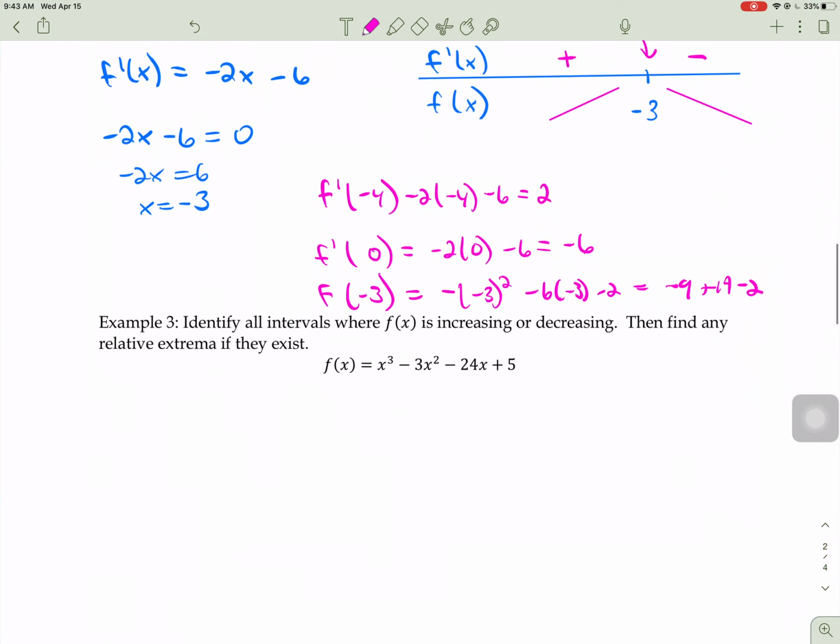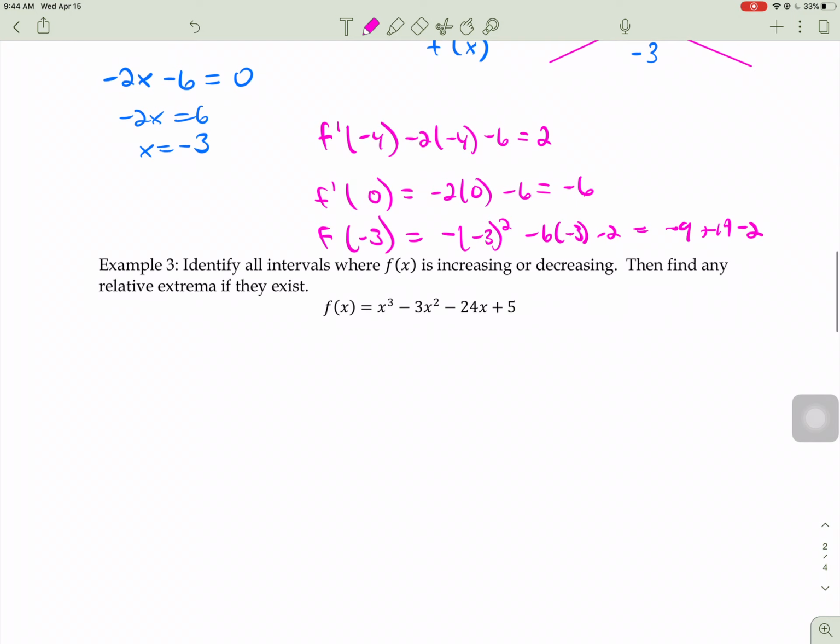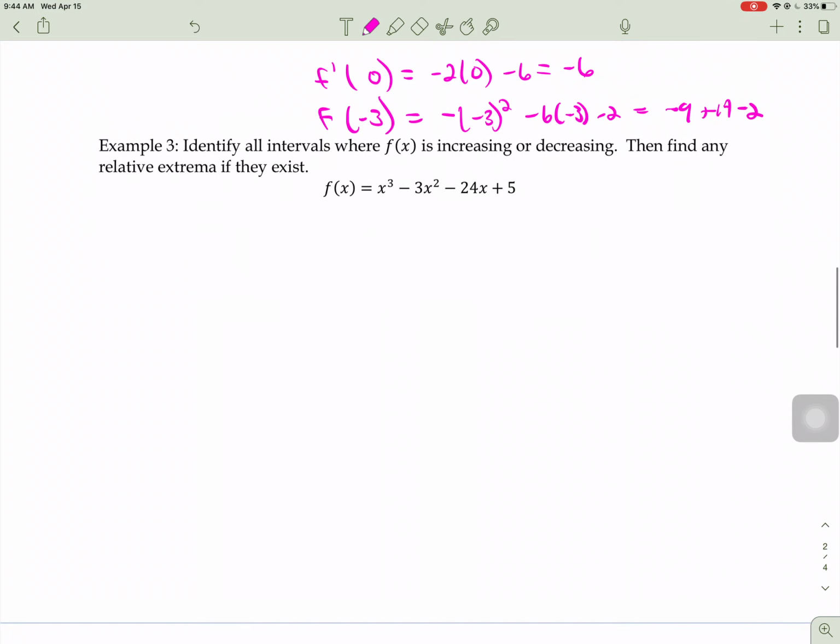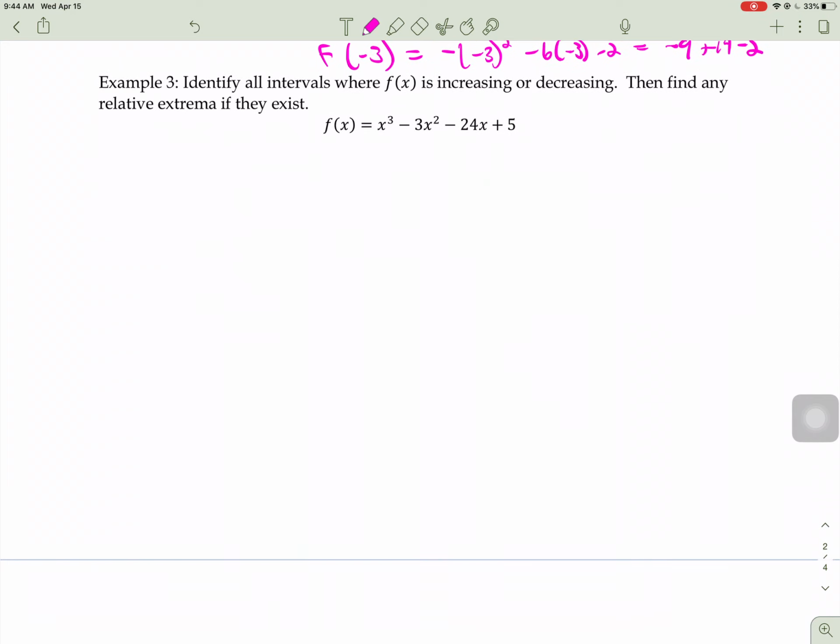Okay, let's do one more example with each other, and then I'll let you guys try the last one on your own. Example 3. Identify all intervals where the function is increasing or decreasing and find any relative extrema if they exist. So now we got a third degree polynomial here. If you think of a third degree polynomial with a positive lead coefficient, it's going to be going down, it's going to be going up, and there's some stuff in between.